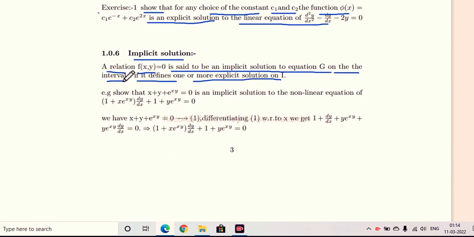Now understand implicit solution by this example. Show that x plus y plus e to the power xy equal to 0 is an implicit solution to the non-linear equation of this. It is non-linear because if we multiply dy by dx, then this function is already there, so this is a non-linear equation.